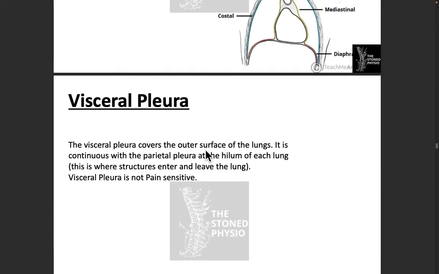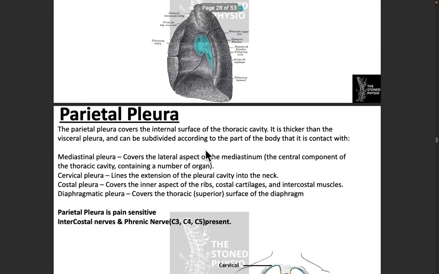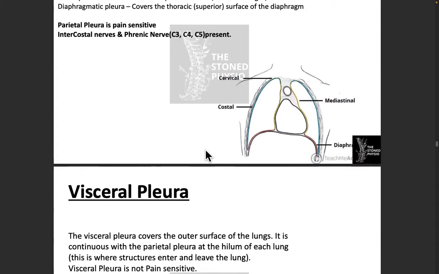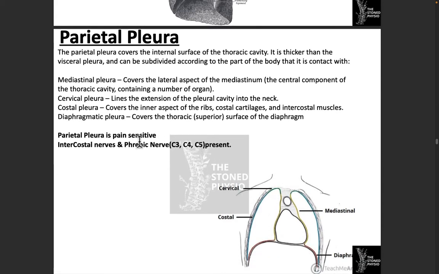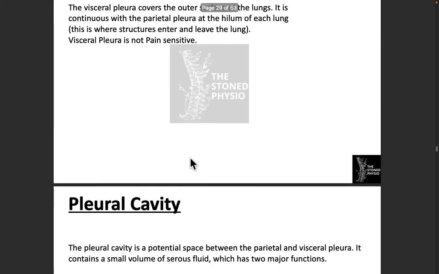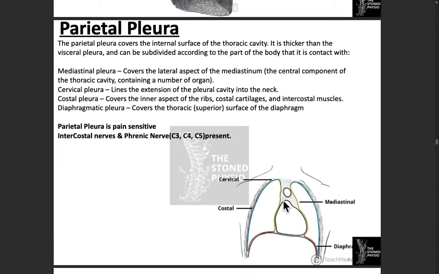Now let's talk about the significance of pleura. Why is it present in the body? We have talked about this thing. Here we can see the phrenic nerve C3, C4, C5. Let's talk about this first. Right now we are talking about the parietal pleura.